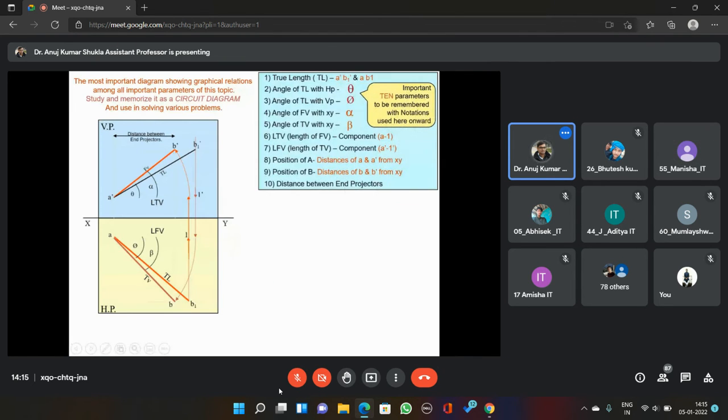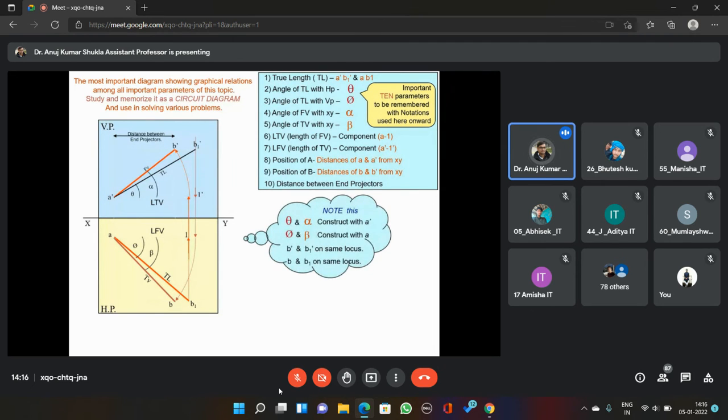So what are these 10 points? Anyone wants to say something? Okay. So theta, phi, alpha, beta. Then LTV, LFV, the length of front view and length of top view. Component will be A dash 1, A1 or A prime, 1 prime. Then position of A, distance of A and A dash from XY. And position of B will be distance of B and B dash from XY. That's it. Distance between the end projections. So these are the things that you have to note down.